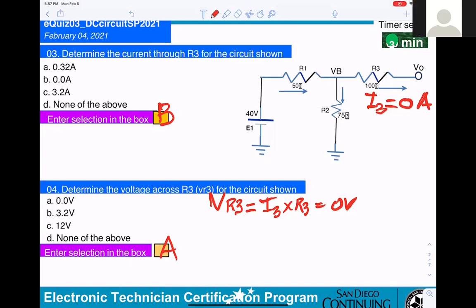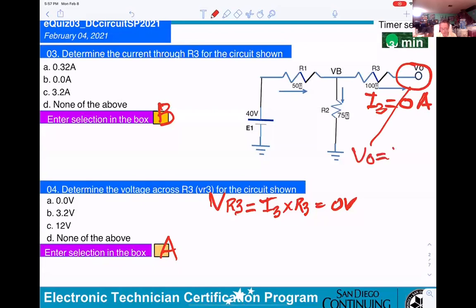By the way, I want to ask you, what is the voltage at VO? VO here. It is the same as VB. Perfect. You're very good. VO equals VB. The reason is no voltage drop across R3, so whatever VB is will be the same as VO.